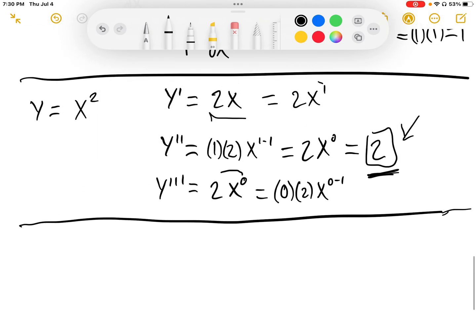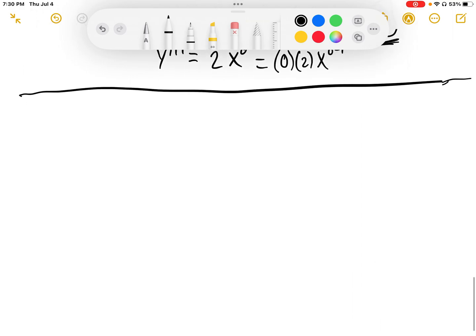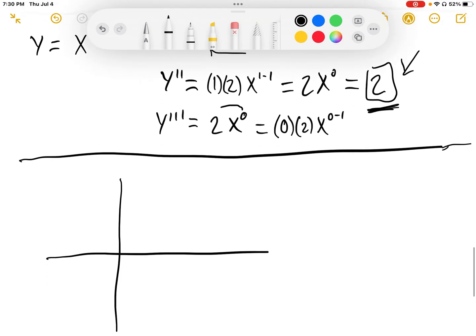If we were to graph some of these derivatives, for example, let's start with x squared again. So we'll draw the curve of x squared, not to scale, of course. We'll redo that. It's not perfect, but basically we have x squared here.